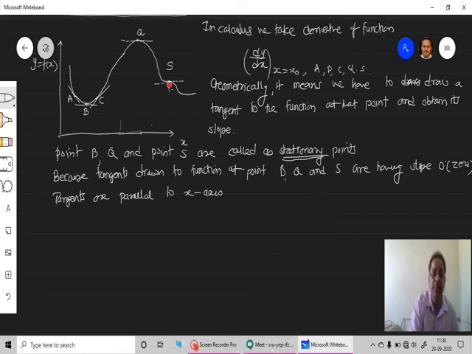So point B, point Q and point S are called stationary points because the tangents drawn to the curves are found to have their slope 0; they are parallel to the x axis. This is one simple definition, and these stationary points can further be classified as either minima or maxima or point of inflection. Based upon the tangents drawn to this curve at these various points, whether the slope of the tangent goes from positive to negative or negative to positive, based upon that we call the point either maximum or minimum, as shown by this particular diagram.